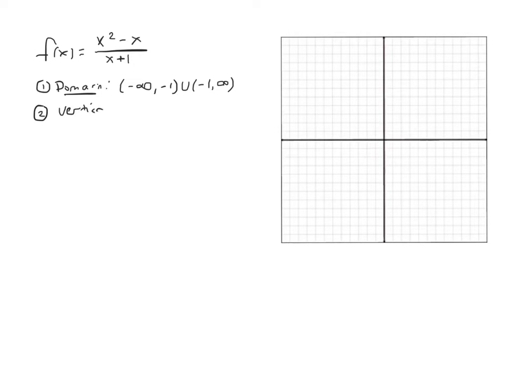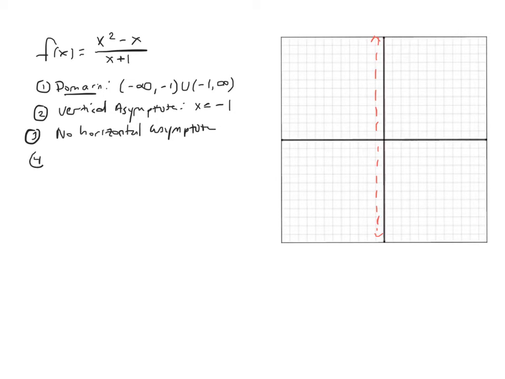We have a vertical asymptote where the denominator is equal to 0, and that's at x equals -1. So I'm going to draw in my vertical asymptote at x equals -1. We have no horizontal asymptote. But we do have an oblique asymptote.